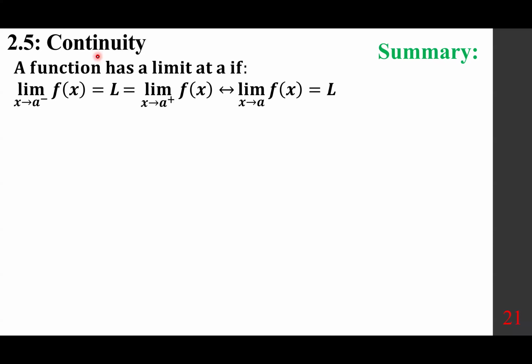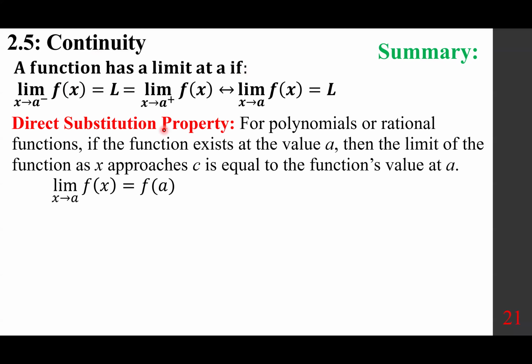All right. Continuity. A function has a limit at a if the limit of f of x as x approaches a from the left and the limit of f of x as x approaches a from the right, both of them are L. Therefore, the limit of f of x as x approaches a equals L. Direct substitution property. For polynomials or rational functions, if the function exists at the value of a, then the limit of the function as x approaches a is equal to the function's value at a, which means the limit of f of x as x approaches a equals f of a. And that's the definition of continuity.